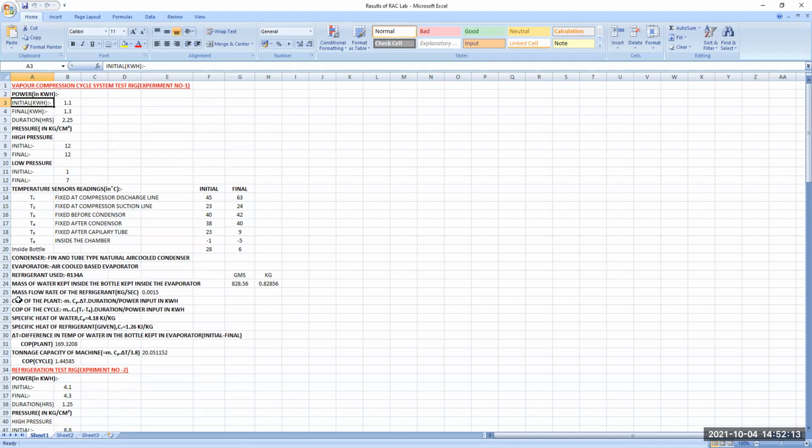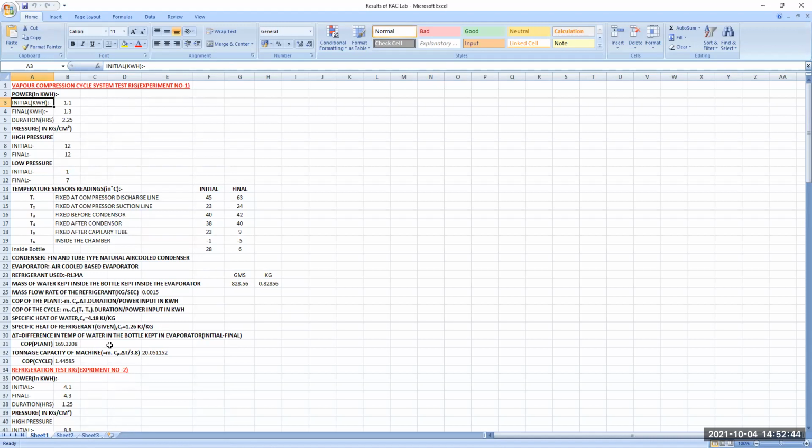The COP of the plant and the COP of the cycle are given by these formulas: M into Cp into delta T, divided by the duration and power input; and for the cycle, M into Cp into (T5 minus T6), divided by duration and power input. The specific heat of water is generally given as 4.8 kJ per kg, and the specific heat of the refrigerant is given as 0.126 kJ per kg.